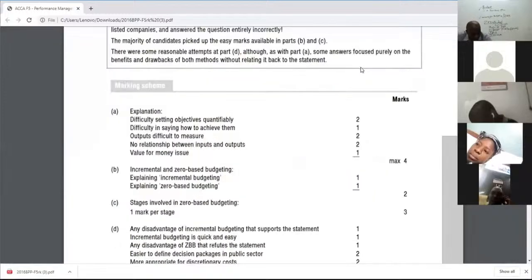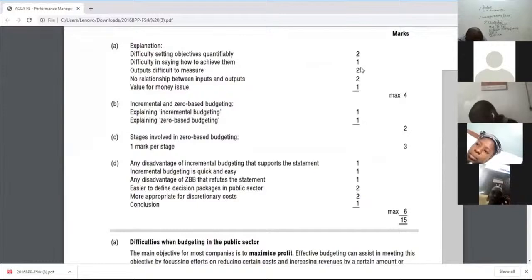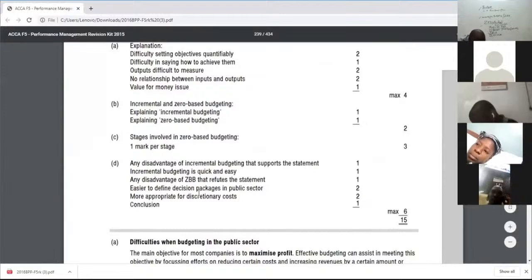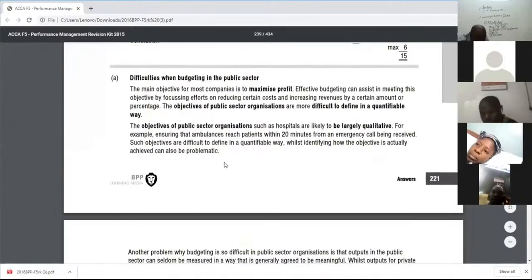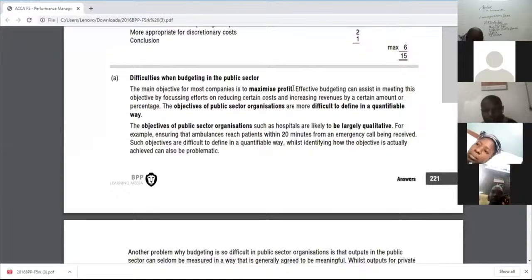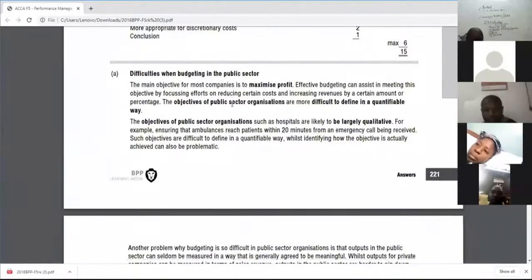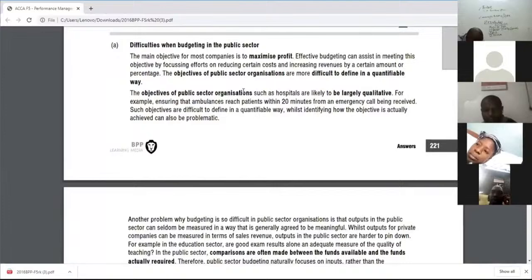So question number 64, if you go to part A, you'll be able to see difficulties when budgeting in the public sector. The main objective for most companies is to maximize what? Profit. Effective budgeting can assist in meeting this objective by focusing efforts on reducing certain costs and increasing revenues by a certain amount or percentage. The objectives of public sector organizations are more difficult to define in a quantifiable way. Those are things you'll be able to read on yourself.